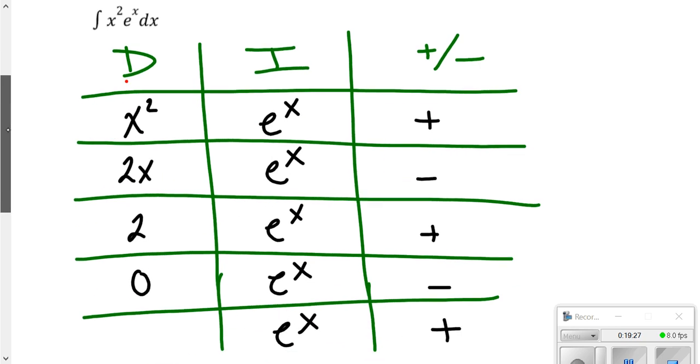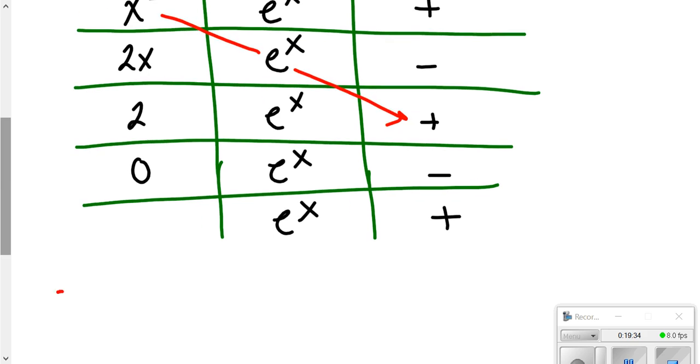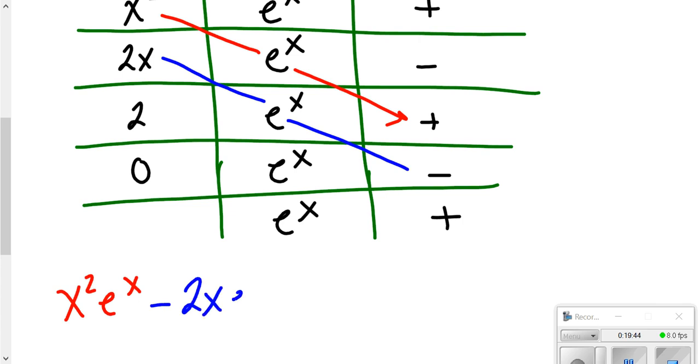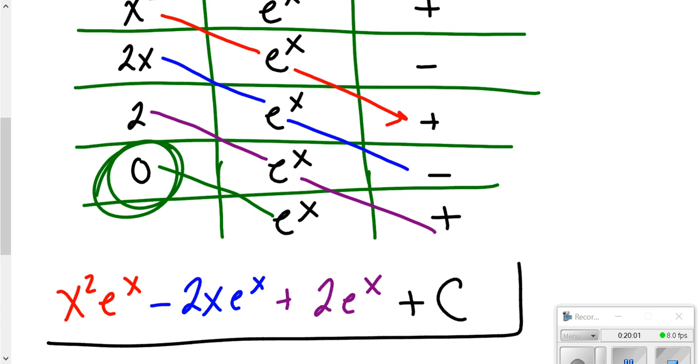Then you take diagonals. So this is my first diagonal. And what I do with those is multiply them together. So x squared e to the x was positive. Then I multiply these together. Minus 2x times e to the x. Then I multiply these together. Positive 2 e to the x. Then the next diagonal, everything's going to zero out. So that is the end of my using the table, and I write plus C, and this is my answer.